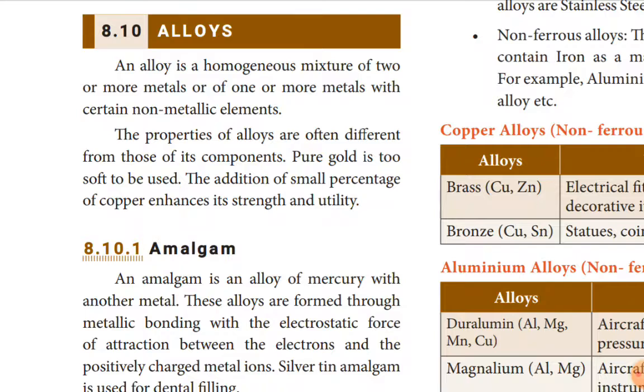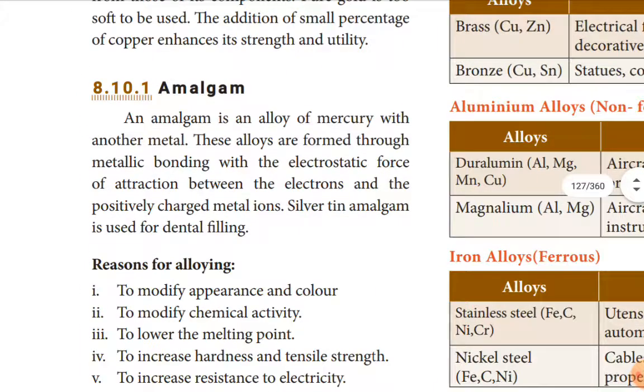Next one, amalgam. An amalgam is an alloy of mercury with a metal. This is the simple definition. The first line: an amalgam is an alloy of mercury with a metal. What is the symbol of mercury? Hg. Mercury is mixed with some other metals to prepare a new type of alloy. These types of alloys are called amalgams.